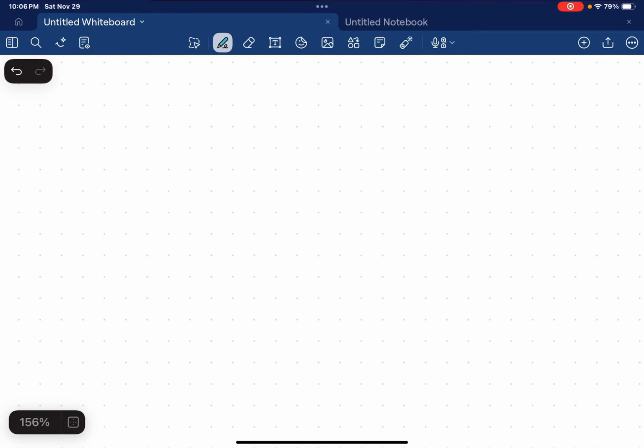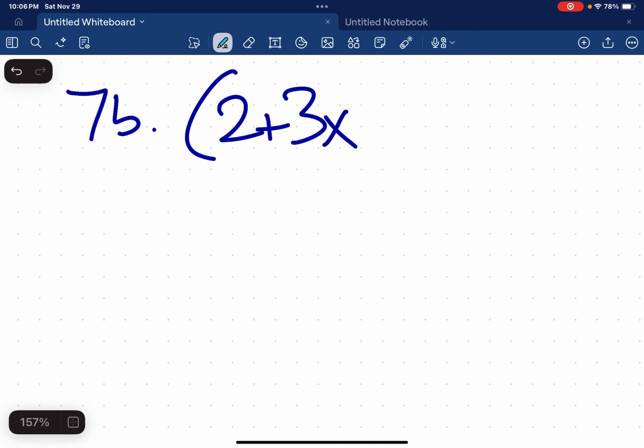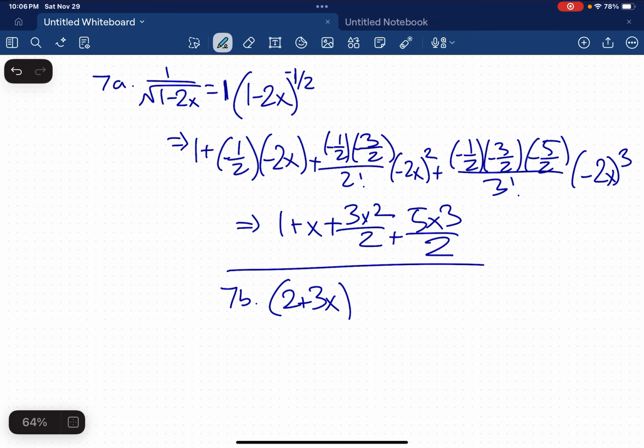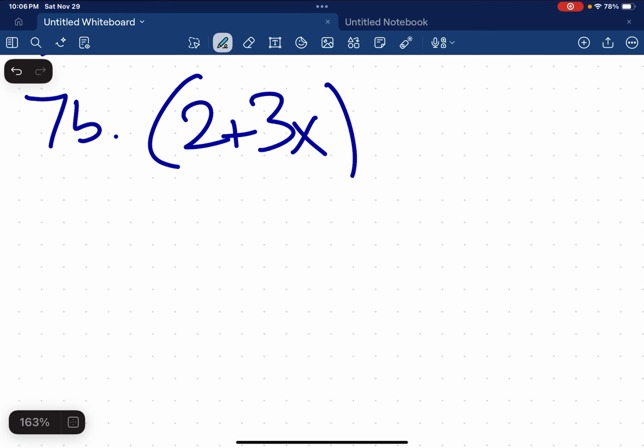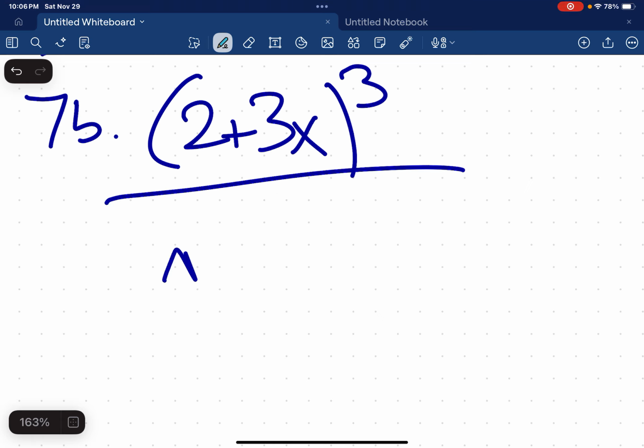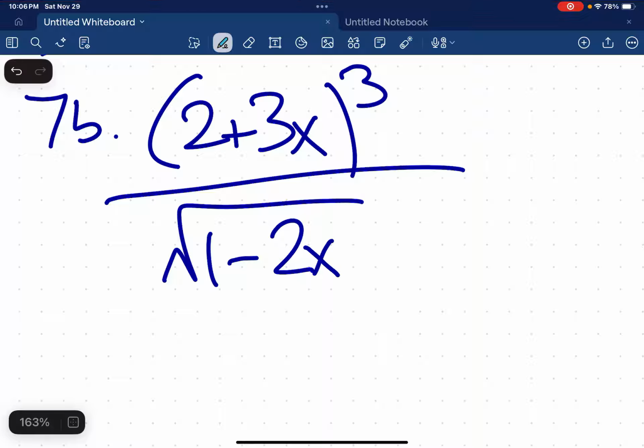On to 7b. Last question of the day. Hence or otherwise, obtain the expansion. Jeez. 2 plus... in what world would we be doing hence in this? Like, I guess for the bottom one. Up to and including the term in x cubed. Oh my god.